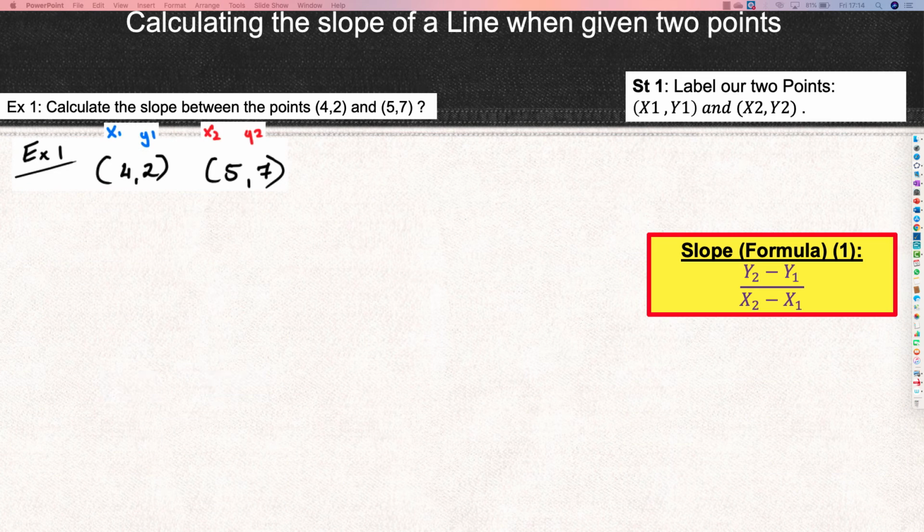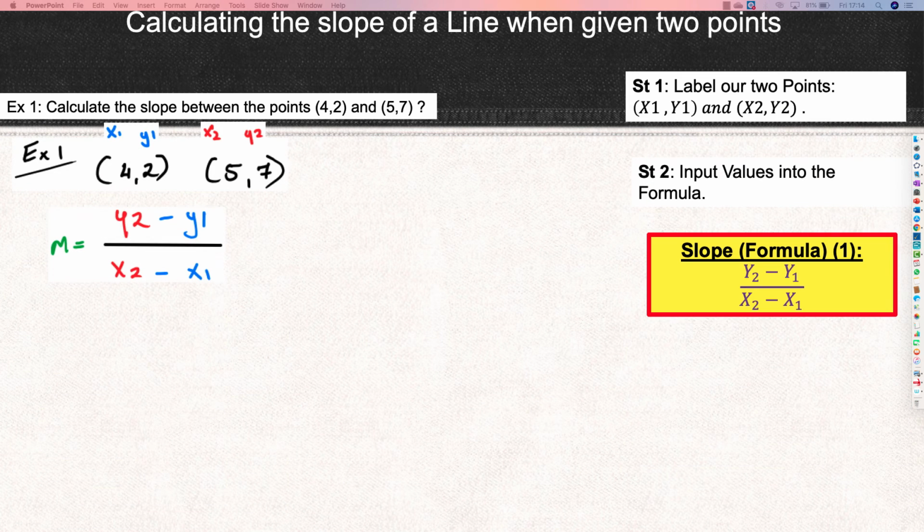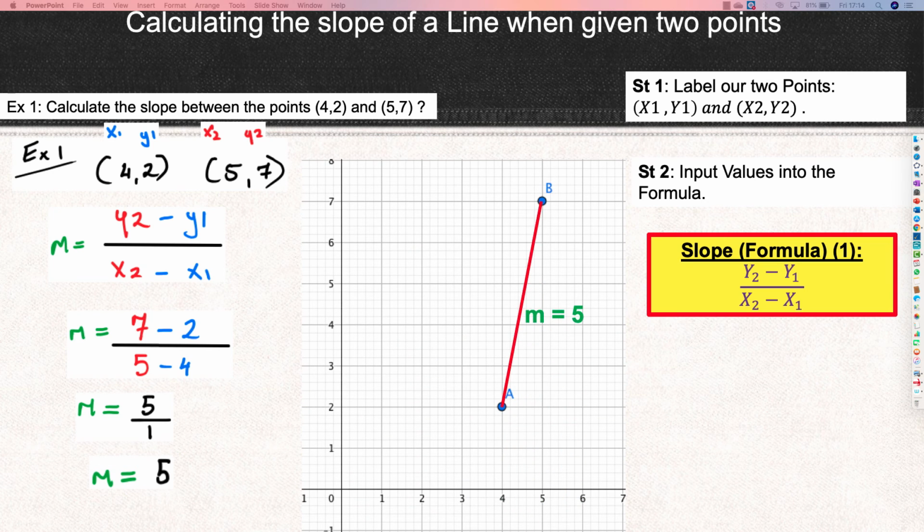x1, y1 and x2, y2. Straight into the formula: 7 minus 2 over 5 minus 4, which is a slope of 5 over 1, which is just 5. That is the slope of 5. What that means is, for every 1 you went over, you went up 5. That's what 5 over 1 means: the change in y over the change in x. For the change in x, you went over 1, and the change in y is you went up 5. That's what the slope of 5 means.